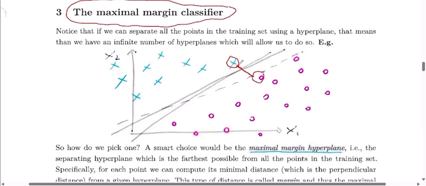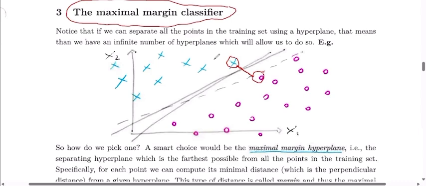And you know what? The distance that we're going to use between the two closest points in the two classes is going to be perpendicular distance, because the perpendicular distance is more robust and more generalizable than Euclidean distance. So we are not going to use Euclidean distance. We're going to use the perpendicular distance.